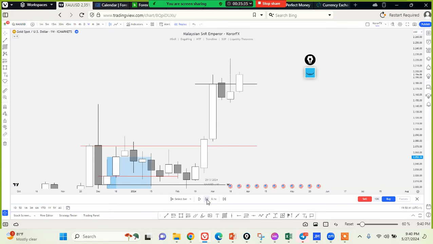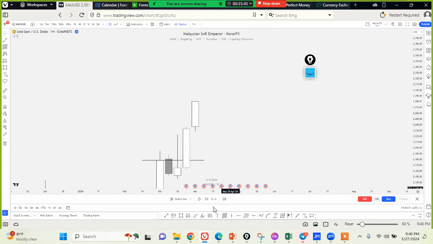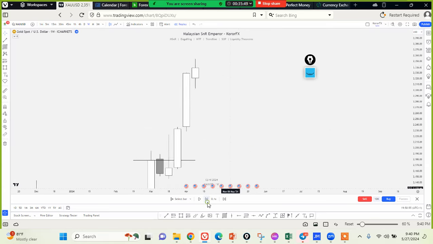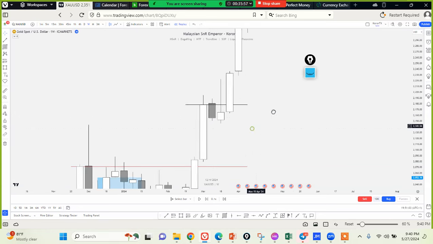Okay, next weekly, this is the next candle confirmation. Look, it's breaking, right? SNR is not breaking, so this is still bullish. Okay, still bullish. So still bullish. But the first one is already rejected, though it keeps going up.